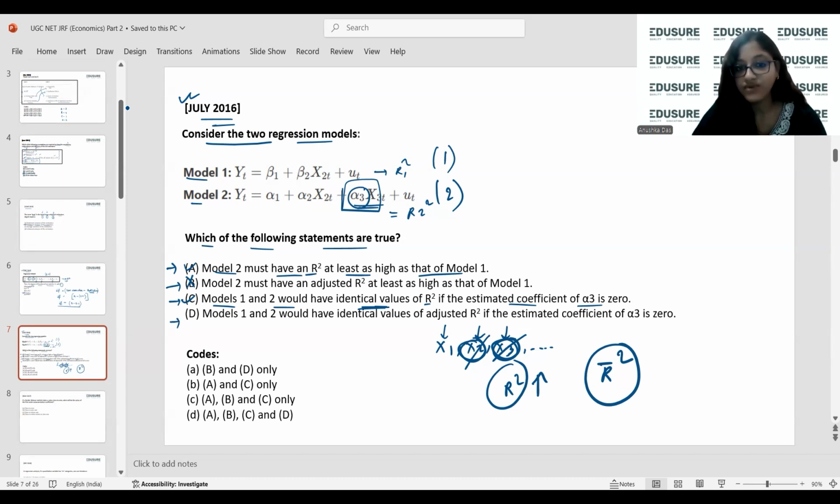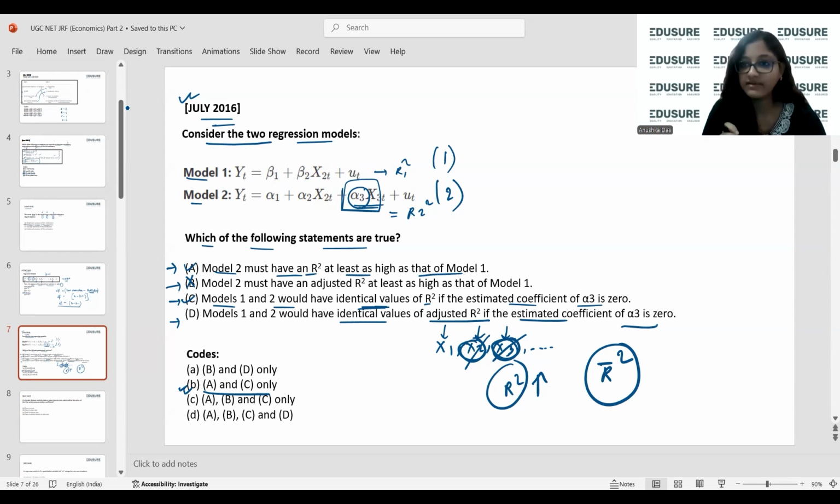Option D, model 1 and 2 would have identical values of adjusted R square. Again, for adjusted R square, we cannot say anything, even if alpha 3 is 0. So what will be the right answers for this question? The right answers will be A and C. We can only comment on R square. We don't know about adjusted R square. Adjusted R square can go negative as well. It can be equal to R square as well. It can be more than R square. So basically the relationship, you have to find out in specific cases. You cannot comment on adjusted R square. You can only say about R square. So A and C only will be the right answer for this question.